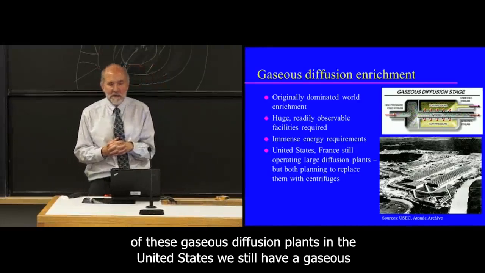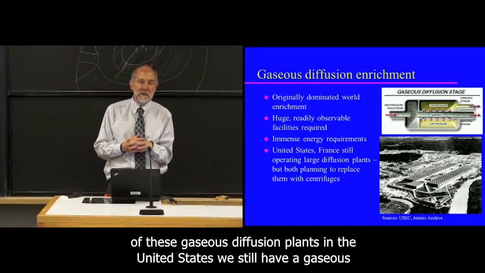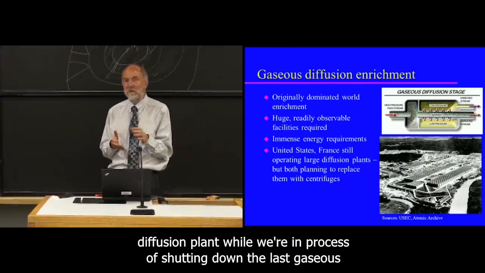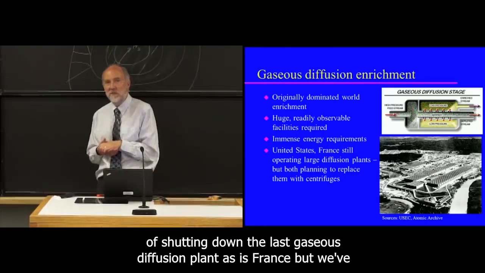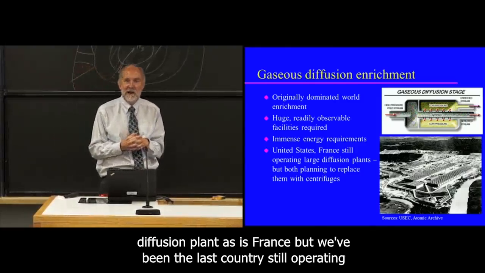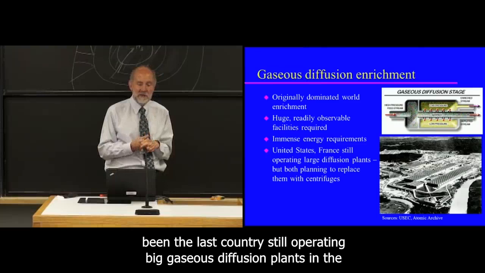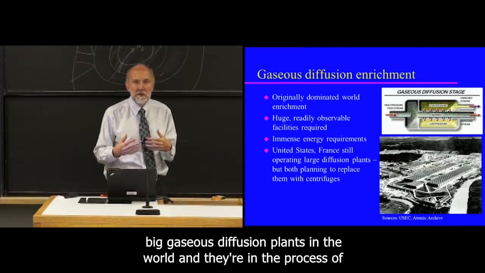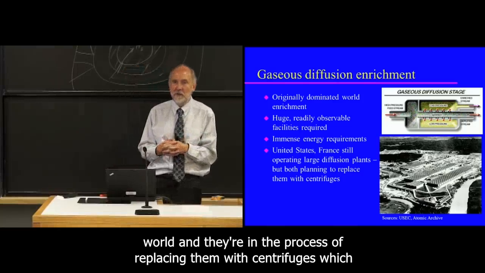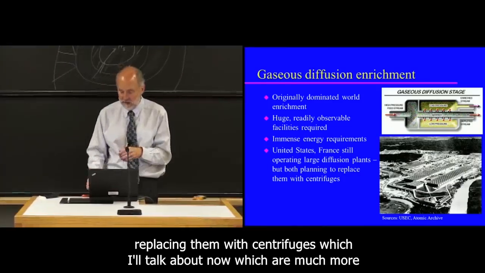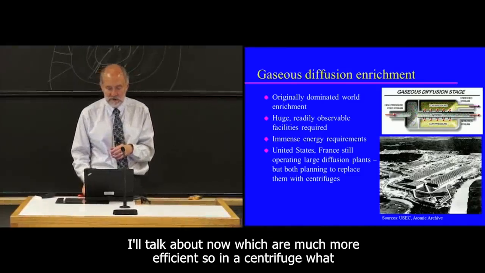In the United States, we still have a gaseous diffusion plant. Well, we're in the process of shutting down the last gaseous diffusion plant, as is France, but we've been the last country still operating big gaseous diffusion plants in the world. And they're in the process of replacing them with centrifuges, which I'll talk about now, which are much more efficient.